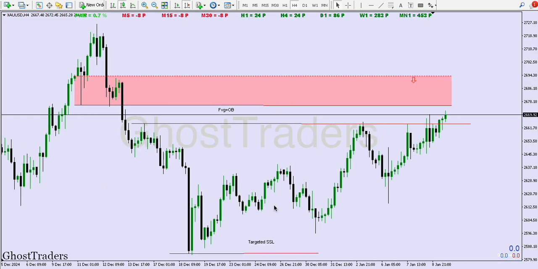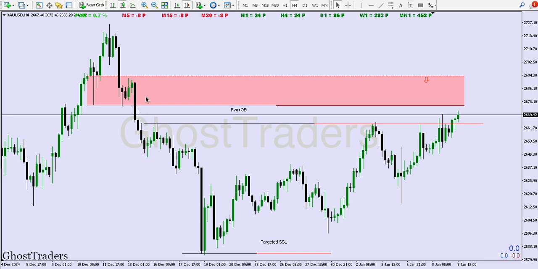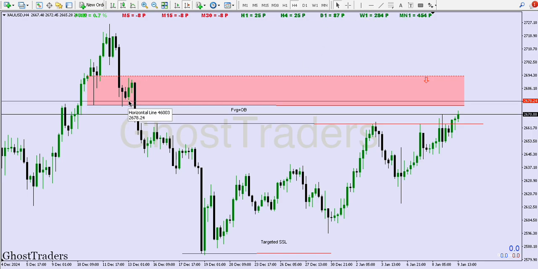So let me just fix it. So if you look here, you can see that at this level here, we also have a fair value gap here, and we have an order block here. So this is the order block that we have here. So basically everything is just lining up to what you have on daily time frame.